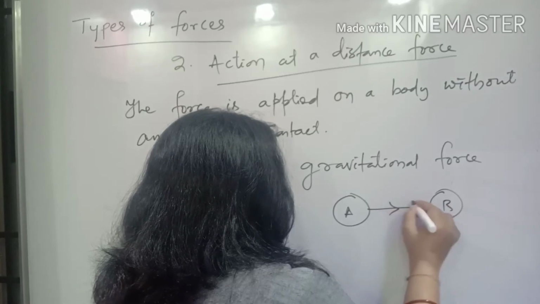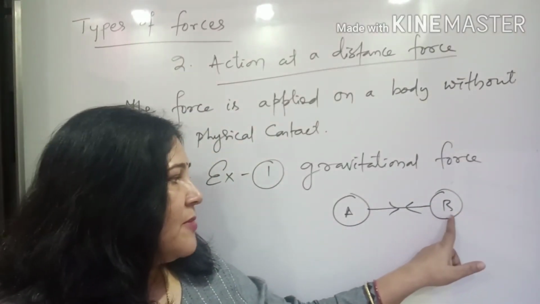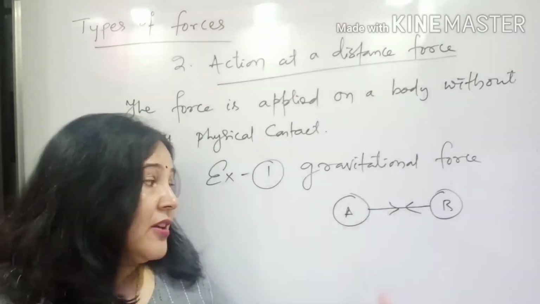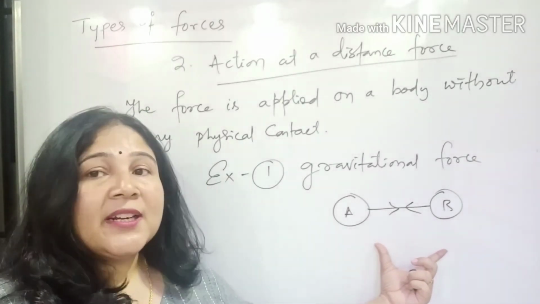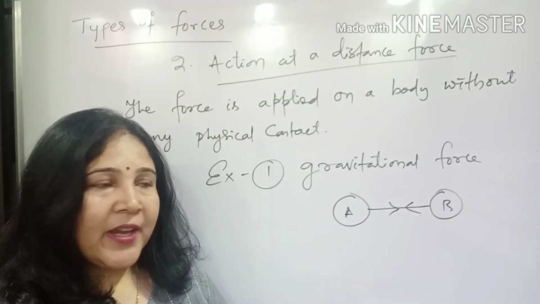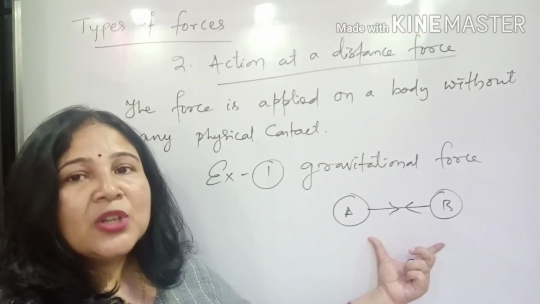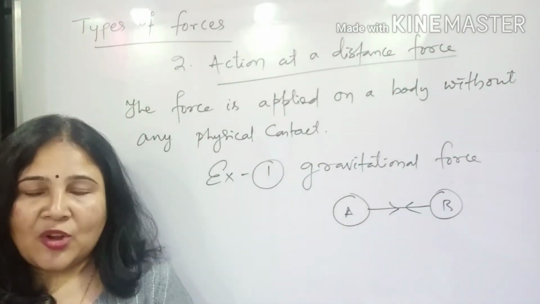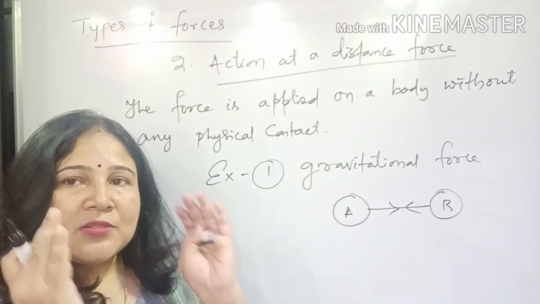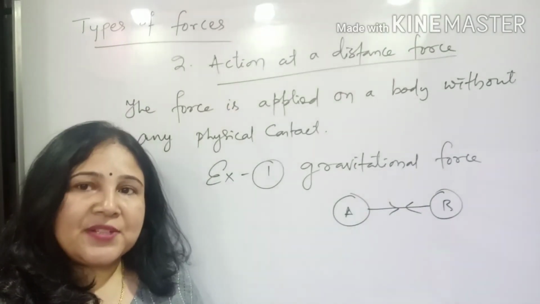Here you can say A is attracting B towards it, and simultaneously B is also attracting A towards it. Both the bodies are at a distance, but still there is a force of attraction. This force of attraction which exists between two bodies, though they are not in physical contact, is called gravitational force. That's why gravitational force comes under action at a distance force.